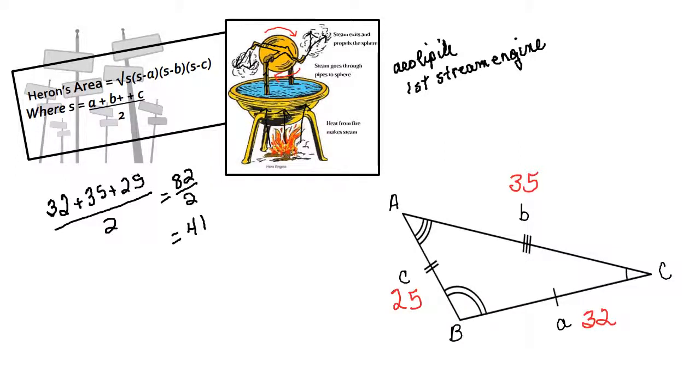Okay, so what we're going to end up now with is the square root of 41 times 41 minus the 32. Watch, Hadley, I'm keeping it in order. And the 41 minus the 35, and the 41 minus the 25. See, now there's beauty in all this because it's just like real numbers, and I love math when we can just go back to real number kind of stuff.